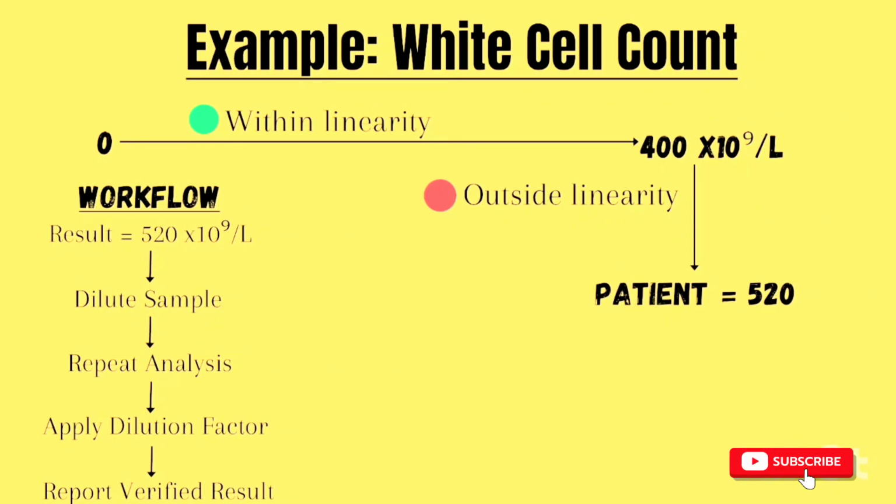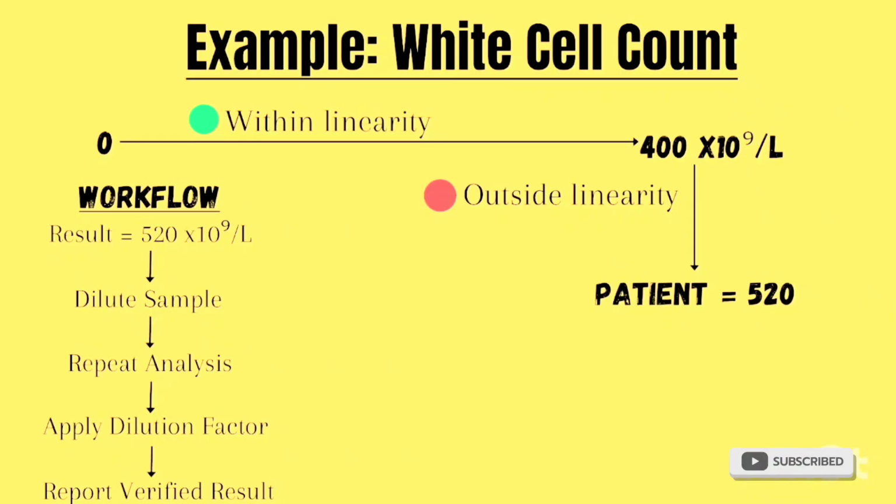So this is a workflow. So you have the result of this. What do you do? Like I've mentioned before, you dilute the sample. When you dilute the sample, you then repeat the analysis. And when you repeat the analysis, you apply the dilution factor. What I mean by that is that, of course, the analyzer is going to help you to do this. This modern analyzer will do all of this for you. But for your perfect understanding, if you now do 1 in 2 dilution, you have to multiply by 2. If you do 1 in 4 dilution, you have to multiply by 4, and so on. So that is what I mean by apply the dilution factor.